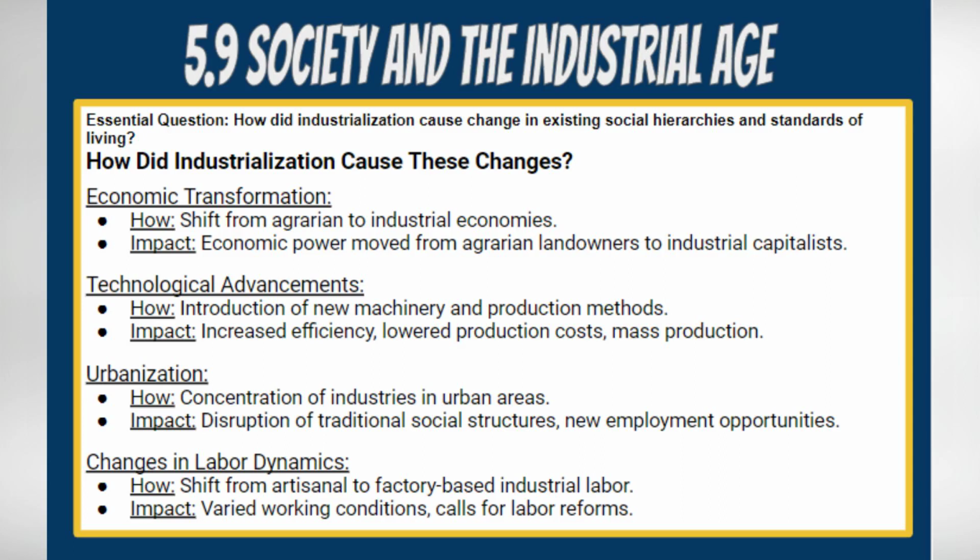4. Changes in labor dynamics. How the shift from artisanal and agrarian labor to factory-based industrial labor changed the dynamics of work. Impact: while some experienced improved working conditions and higher wages, others faced exploitation and harsh working conditions, contributing to social unrest and calls for labor reforms.